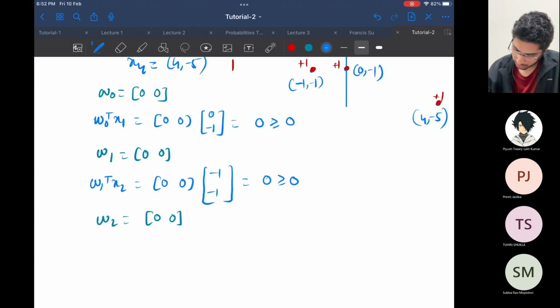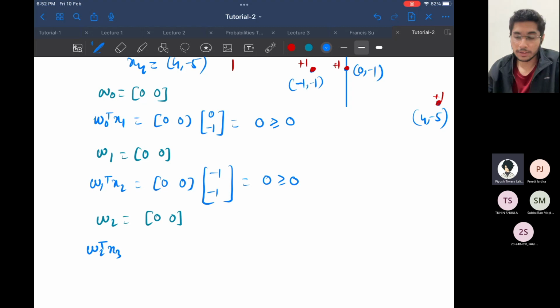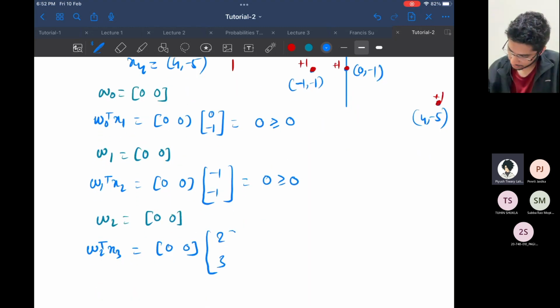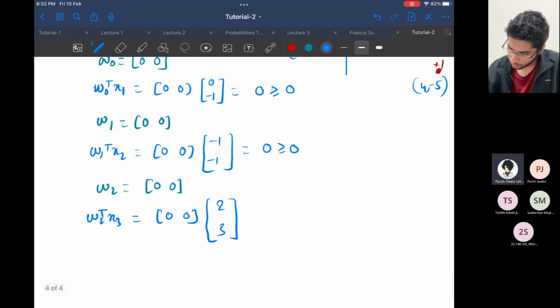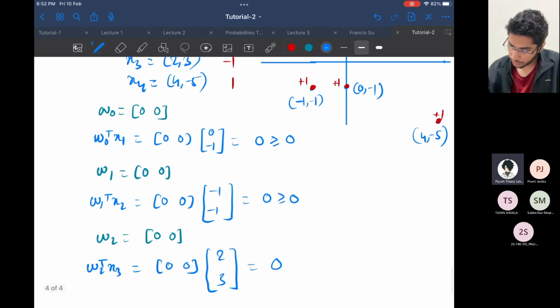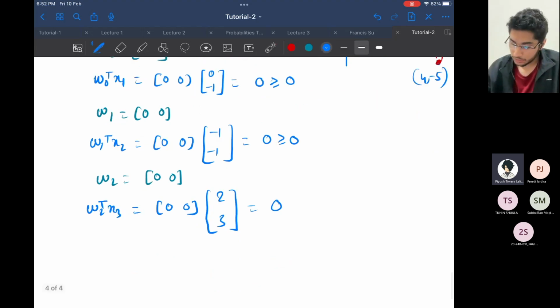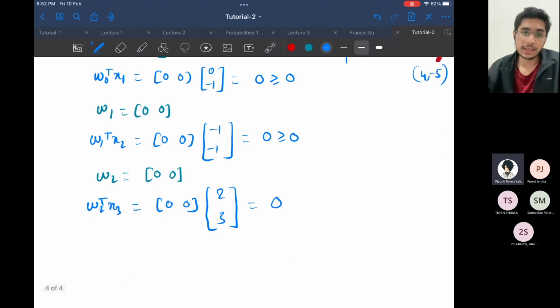Now I will again do this thing. I will check what is the value of W2 transpose x3, and I will see that it is 0 0. Now x3 is 2 comma 3, right? And the output of this is 0. But here is the problem: you get 0 as output, however the label is minus 1. So there is an error now.